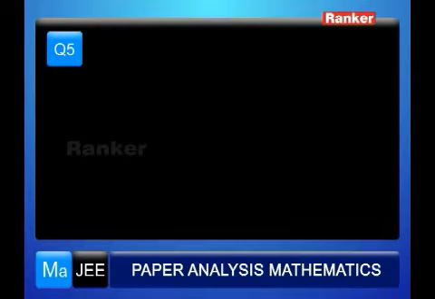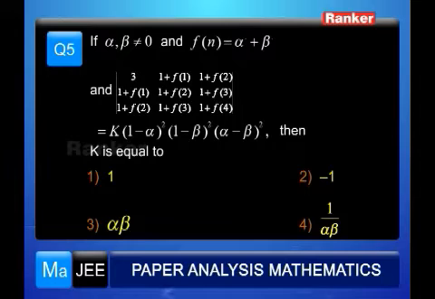Let's move to the next question, question number 5. If alpha beta is not equal to 0 and f of n is equal to alpha power n plus beta power n, and the determinant with first row 3, 1 plus f of 1, 1 plus f of 2, second row 1 plus f of 1, 1 plus f of 2, 1 plus f of 3, third row 1 plus f of 2, 1 plus f of 3, 1 plus f of 4, is equal to k into (1 minus alpha) whole square into (1 minus beta) whole square into (alpha minus beta) whole square, then the k value is equal to: options are 1, minus 1, alpha beta, and 1 by alpha beta.